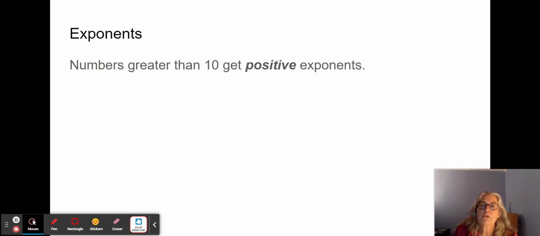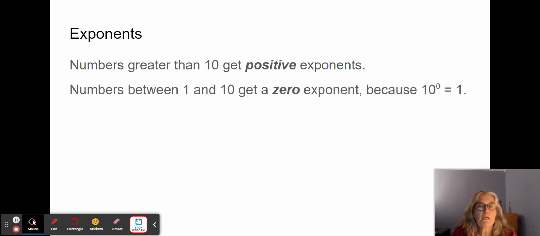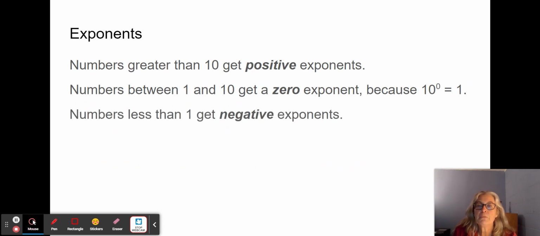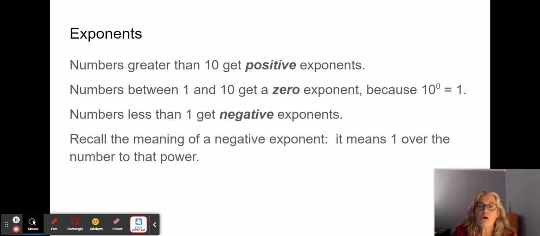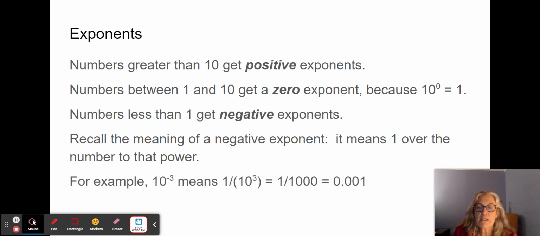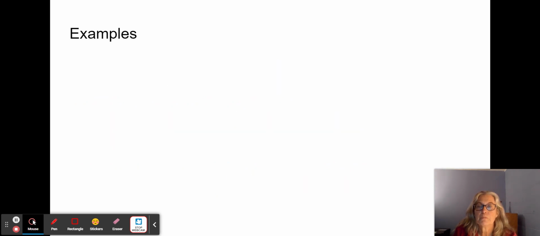All right, these exponents. Numbers that are greater than 10 are going to get positive exponents. Numbers between 1 and 10 get a 0 exponent because 10 to the 0 is 1. And numbers less than 1 get negative exponents. Recall the meaning of a negative exponent. It means 1 over the number to that power. For example, 10 to the minus 3 means 1 over 10 to the third, which means 1/1000th, which means 0.001.